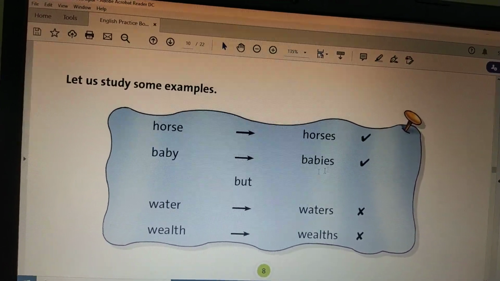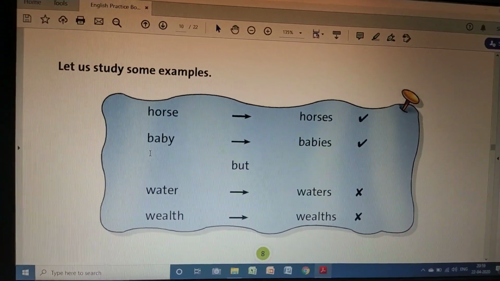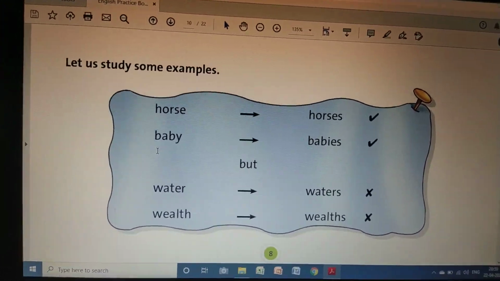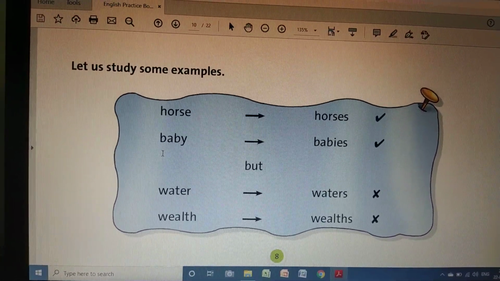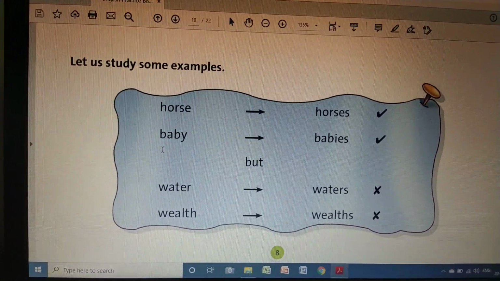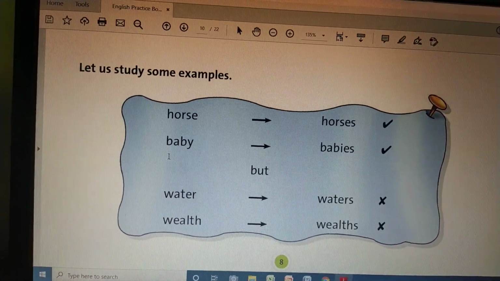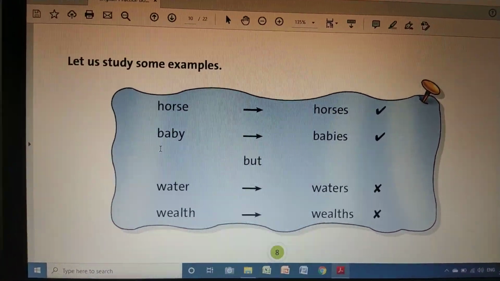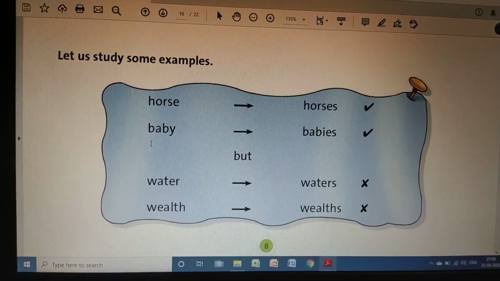Okay, so these are examples of countable nouns. We can count how many horses are there, we can count how many babies are there. But the second one, the two examples given below, are uncountable nouns which we can't count, like water, waters. Is that right? No. We can't have a plural form for uncountable nouns, right? Uncountable nouns are always singular. The second one is wealths. Wealths is totally wrong because uncountable nouns are always in the singular form.